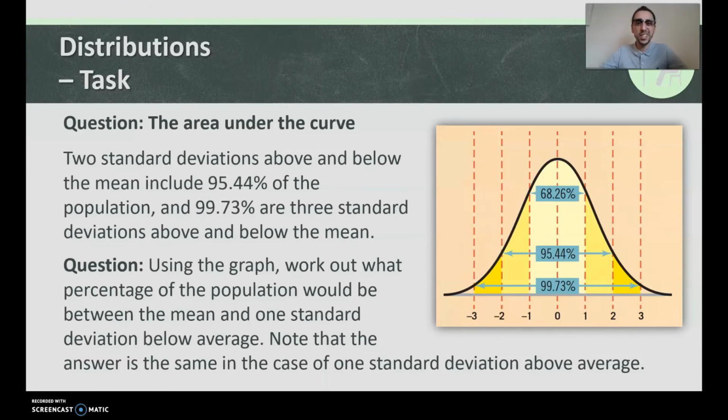Question. It's a simple question. Using the graph, work out what percentage of the population would be between the mean and one standard deviation below average. Note that the answer is the same in the case of one standard deviation above average. Can you work it out? If it's 68.26% above and below the standard deviation, what's it going to be from the mean to either -1 or from the mean to 1? It's going to be half of that.